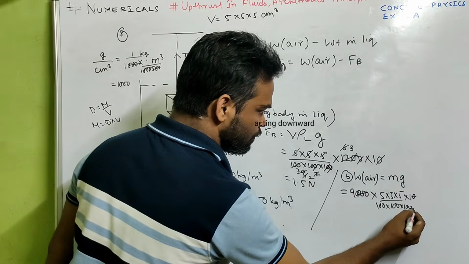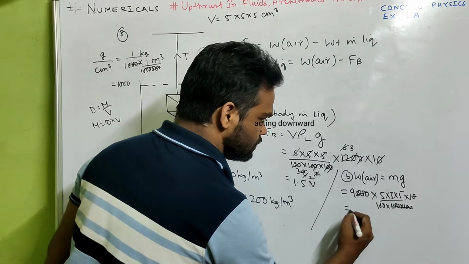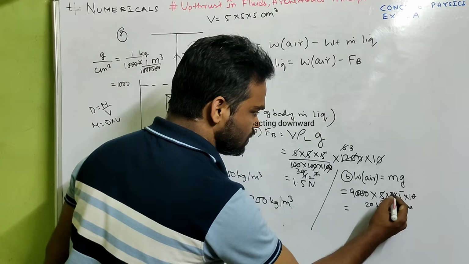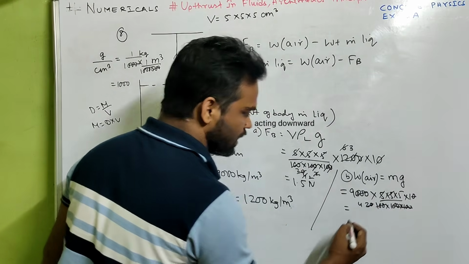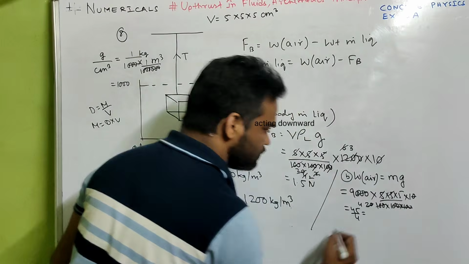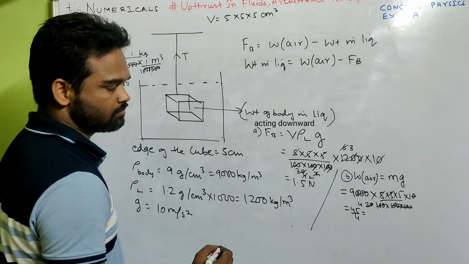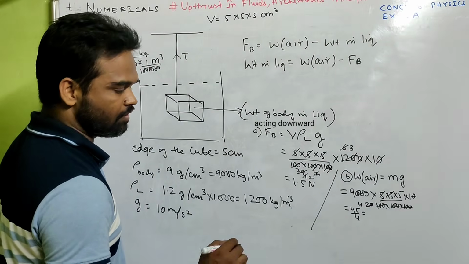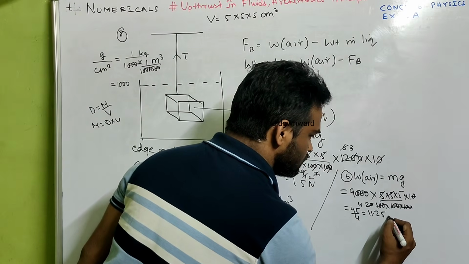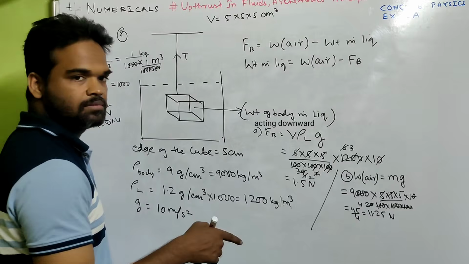5 1 time 5, 5 2 times 10, 5 4 times 20. So that's 9 into 5 is 45 by 4. That's how much? 11.25 Newton. That's the weight in air.